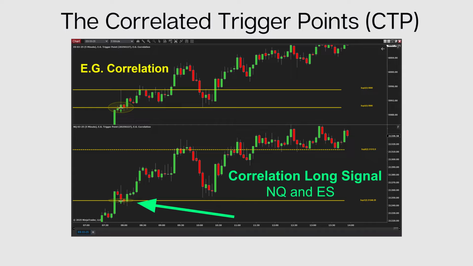And here is a good example of ES and NQ and a long signal generated while the EG correlation indicator identified that both behave the same.